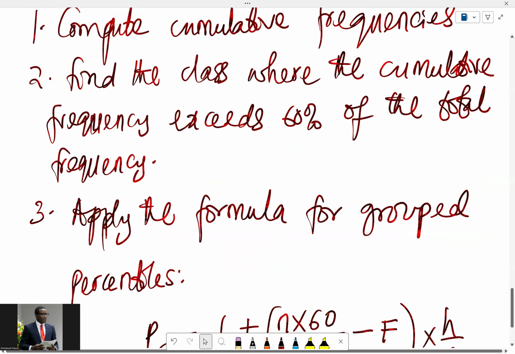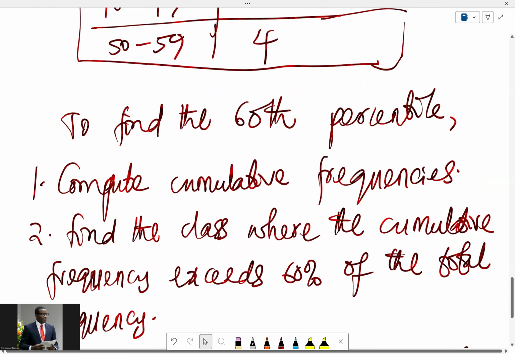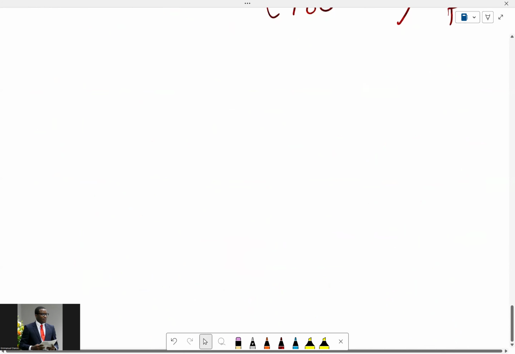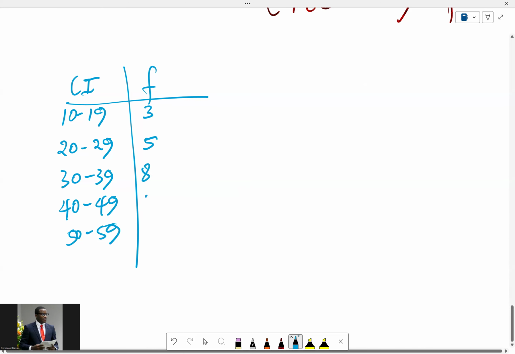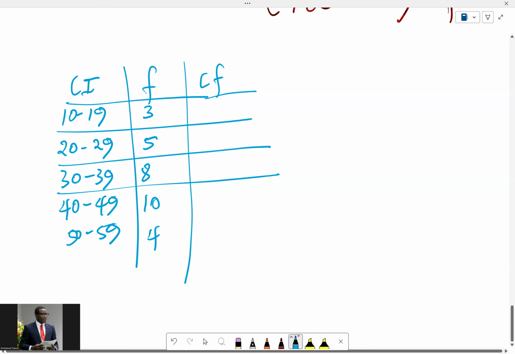Okay, so with what we have, let's work on that. So we have the class interval 10 to 19, 20 to 29, 30 to 39, 40 to 49, 50 to 59. Okay, and then you have the frequency. That's 3, 5, 8, 10, and 4. Then now you need the cumulative frequency.